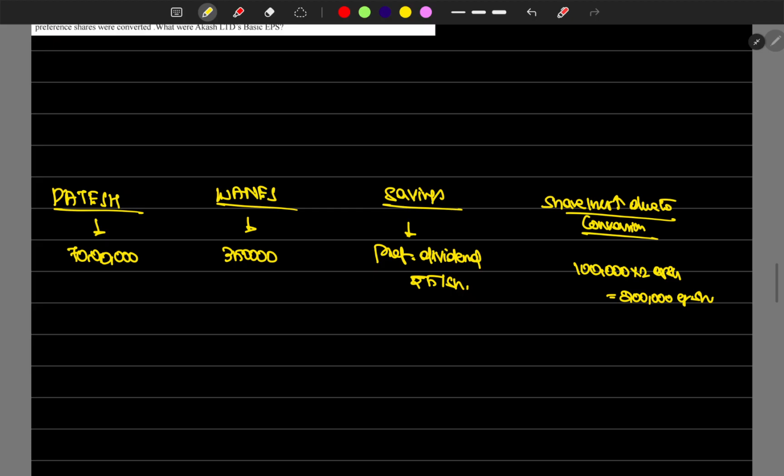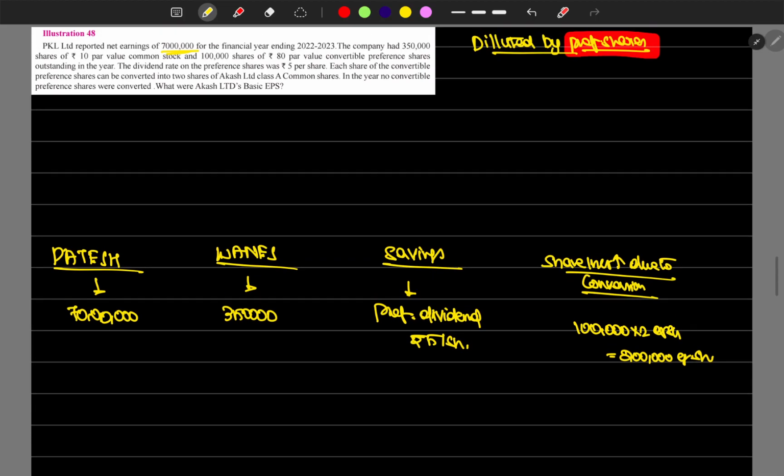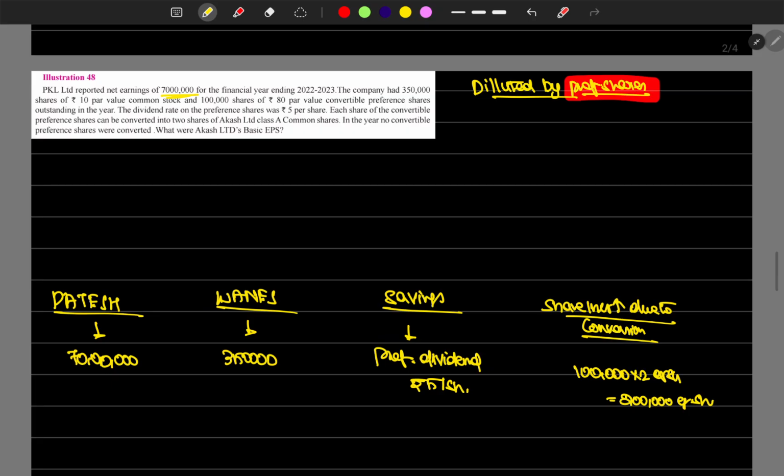Okay, now in the question we have a preference dividend. So if the question is given with the preference dividend, which means the company is having preference shares, then we have to deduct the preference dividend from the net profit. Then only we'll get the Patesh. This is the net profit. So what's the preference dividend? Which is 1 lakh preference shares into rupees 5, which is 5 lakhs. So our Patesh is 65 lakhs.